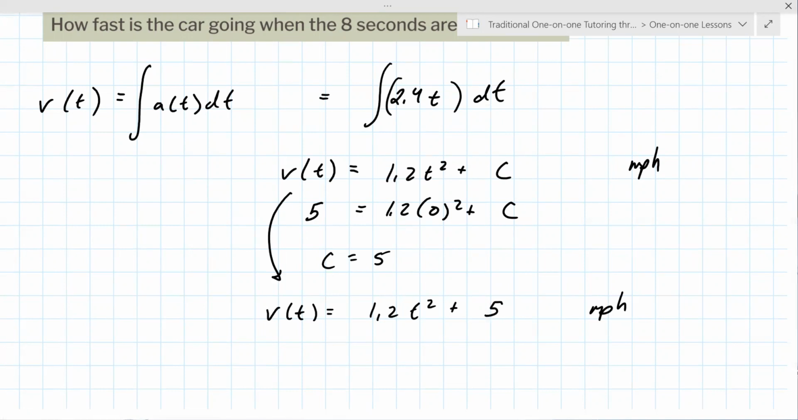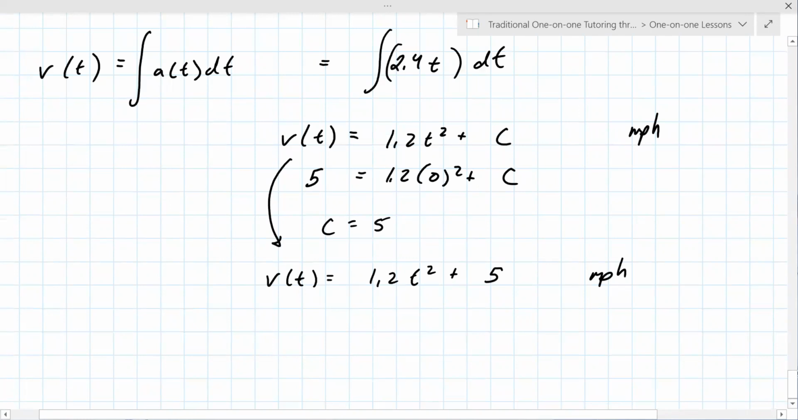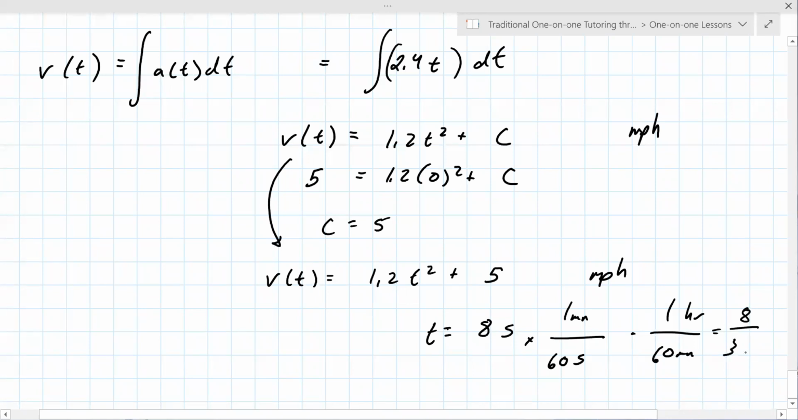Okay. Now we can actually ask the question: how fast is the car going when the 8 seconds are up? So is 8 your t? 8 is t, but t is in the wrong units. We have to convert t to hours. Right. So you have to multiply by... well, there's 60 seconds in 1 minute and 60 minutes in 1 hour. It's a division problem. It seems really wrong, but try and look at the notes. They're kind of hard to see. Yeah, sorry, it's because it's a picture.